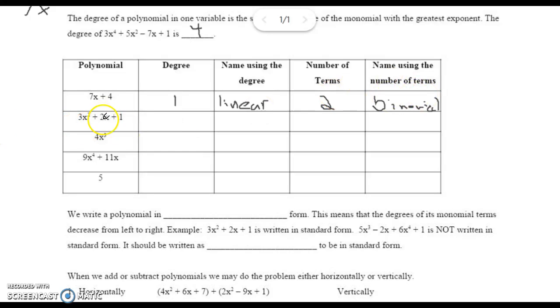Next one down here, if you look at the degree, again, I have 3 different monomials being added together: 3x squared, 2x, and 1. The highest degree I see is the x squared. That means the highest degree for this polynomial will be 2. The name using the degree, when we have a power of 2, I don't know if you remember from earlier in the year, we kind of briefly talked about these, would be called a quadratic.